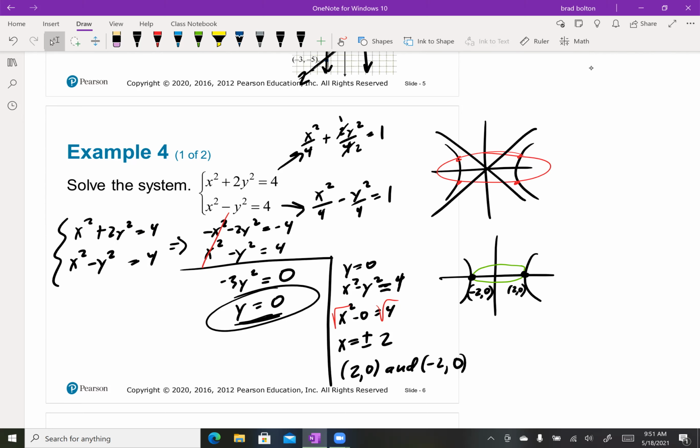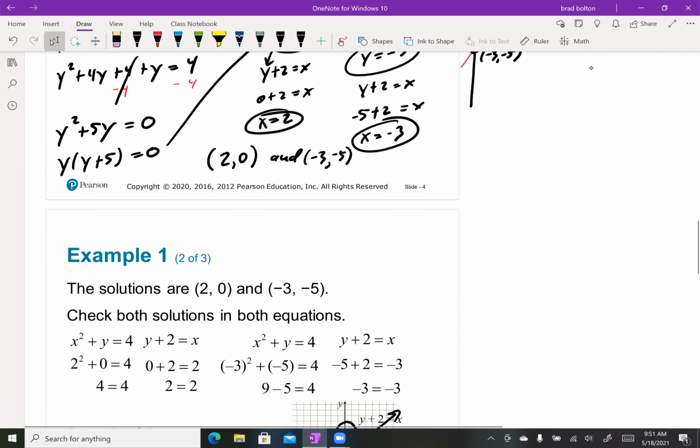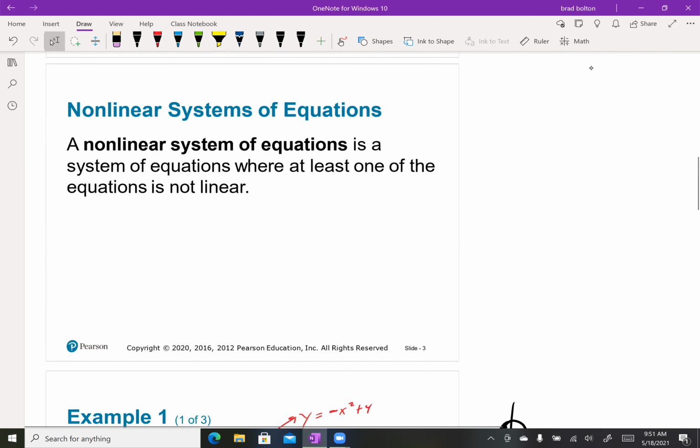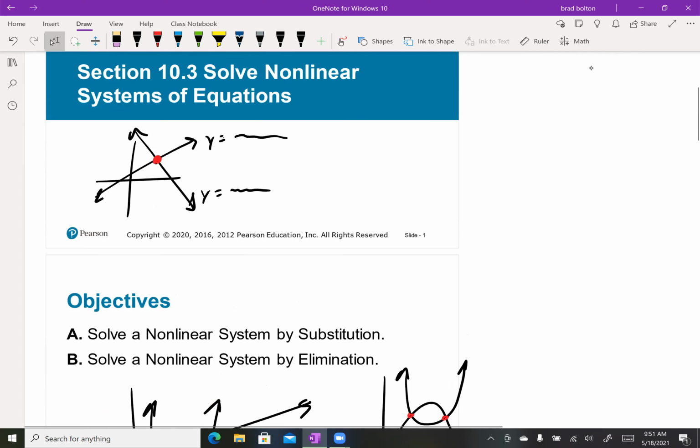So here's 2 examples of elimination and substitution. Please let me know if you have any trouble. I tried to not make the homework too long, so it's just a little brief, maybe like 6 or 7 questions, okay?